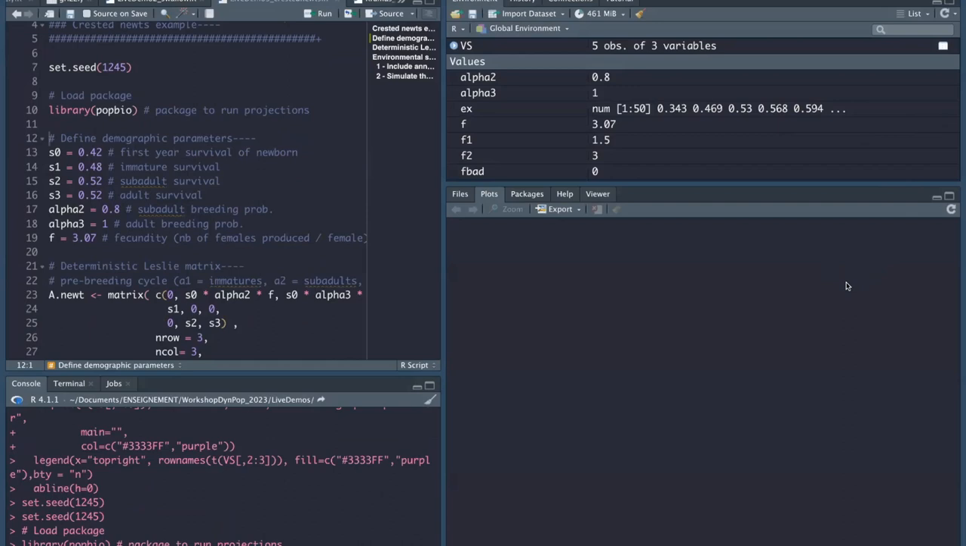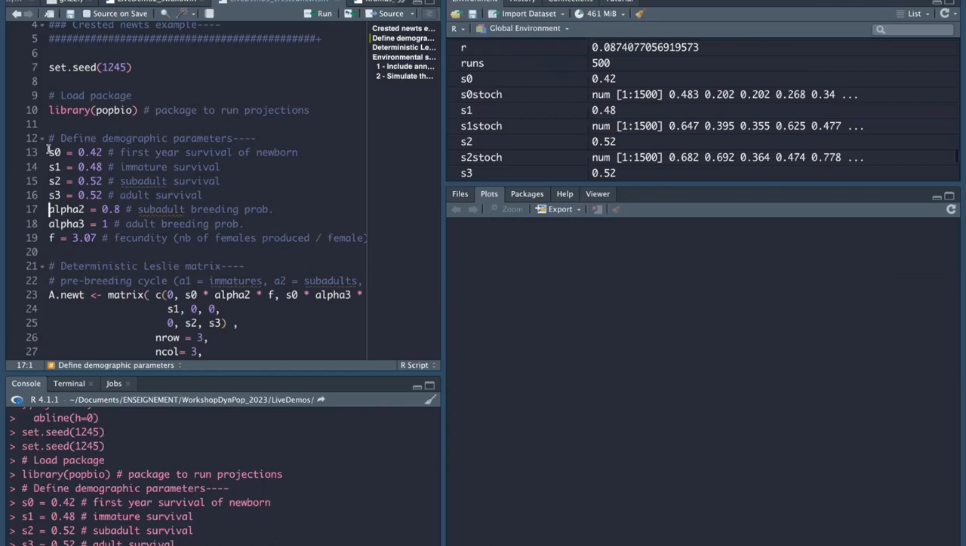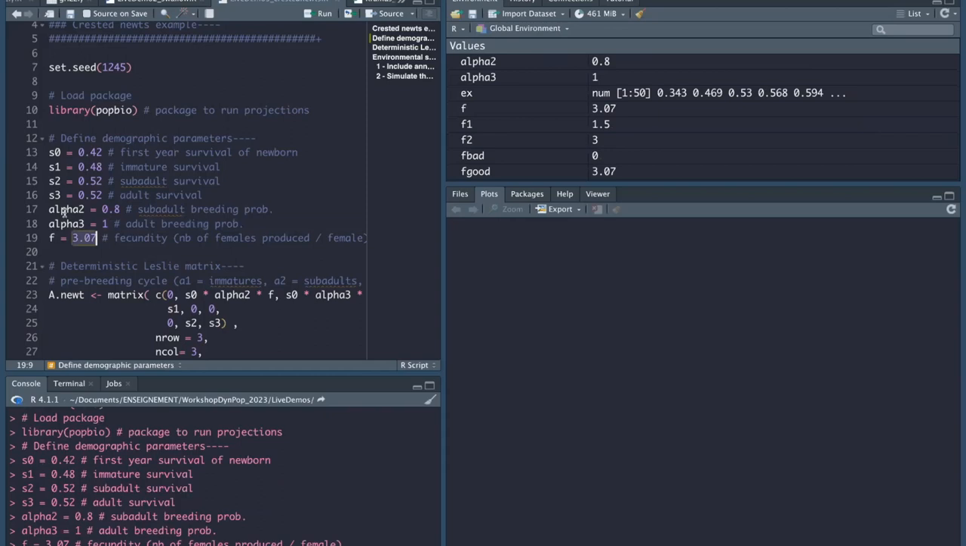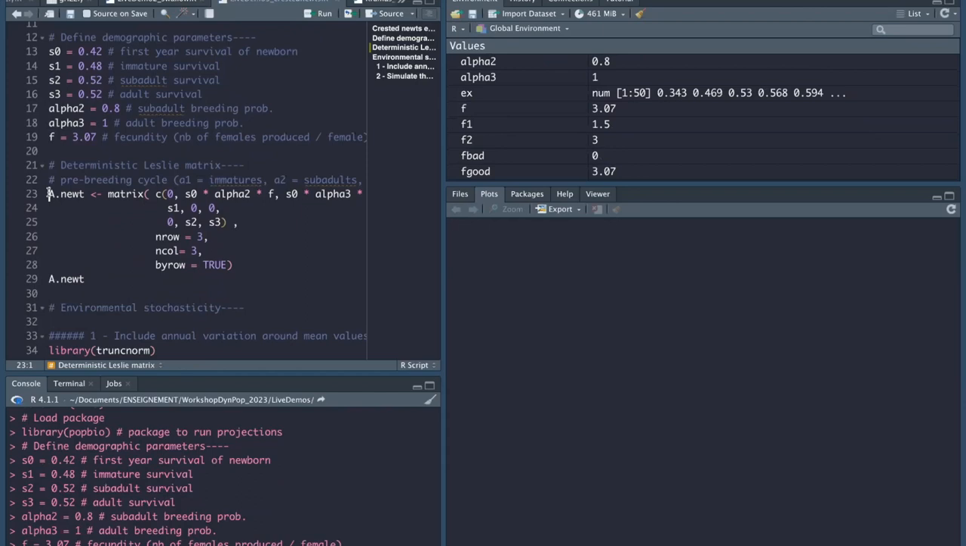So first we set the demographic parameters, in case you know them. Otherwise, in this part, you could have your capture-recapture models or whatever data and analyze directly, estimate them with your data. Then we create the deterministic Leslie matrix.